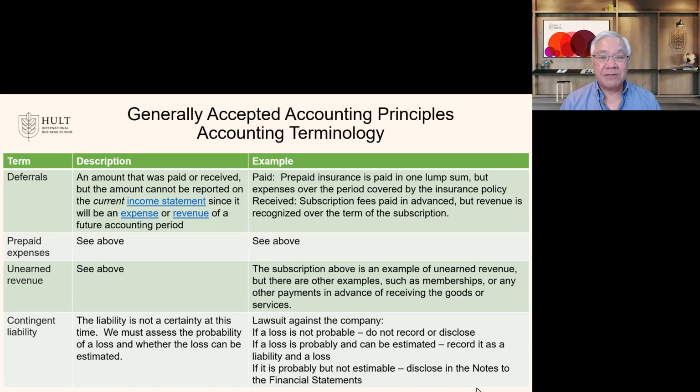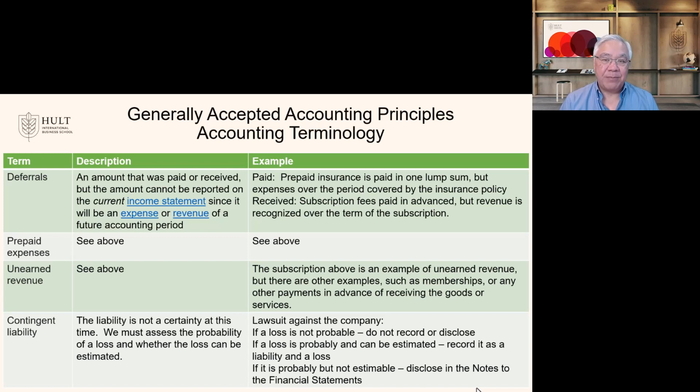The second example is the other side, where you get money in advance of you earning it. In this example, we receive subscription fees paid in advance, but the revenue is recognized over the term of the subscription. So let's say it's a subscription to a magazine for $60. So we got $60 up front, but we haven't given them the magazine yet. Each month, we'll give them a magazine and we'll count 1/12, or in this case, 60 divided by 12, or $5, in as revenues. So that's an example of both sides of a deferral, where we're deferring an expense over time or where we're deferring revenue over time.